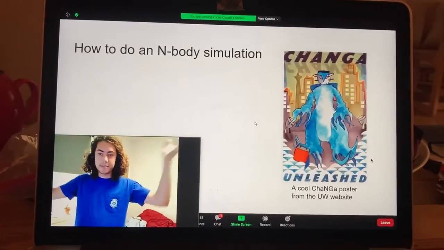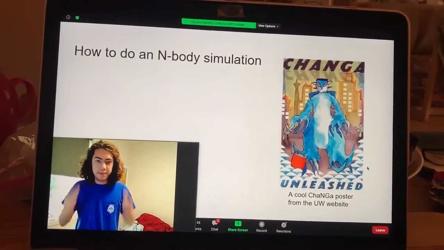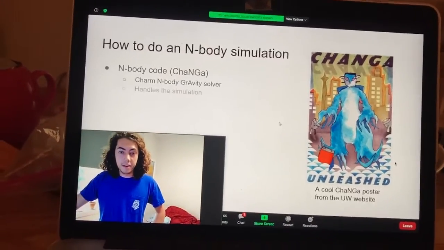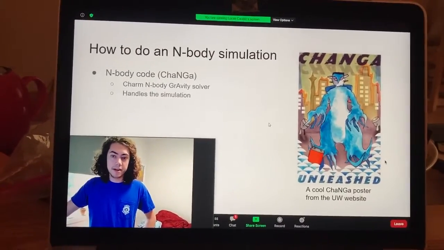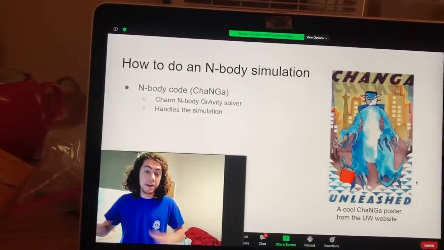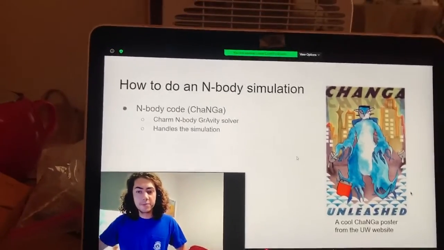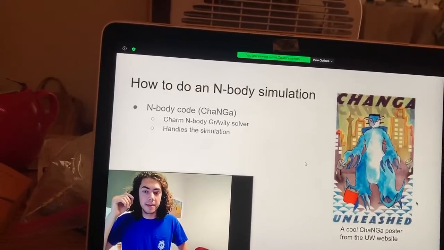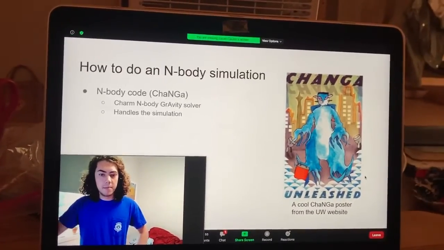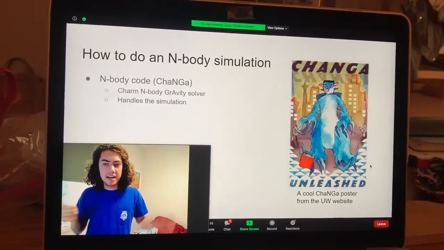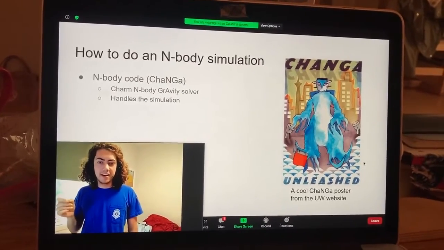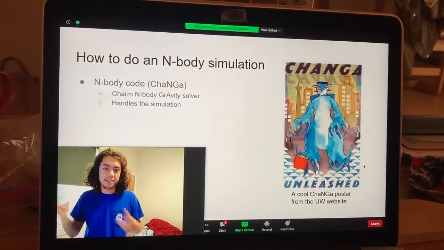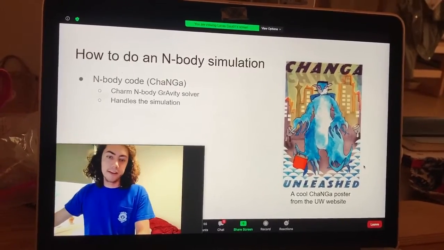So how do you do an N-body simulation? Well, on the most basic level, all you need is three things. First, and probably the hardest to get your hands on, is a working N-body code, which is a program that will run your simulation. For this project, we used a code called ChaNGa, which is this clever little acronym for Charm N-body Gravity Solver. Now, don't worry too much about the word Charm at the beginning there, because that's a bit technical and not really relevant to understanding the research. Just know that ChaNGa runs N-body simulations with gravitational force, basically.